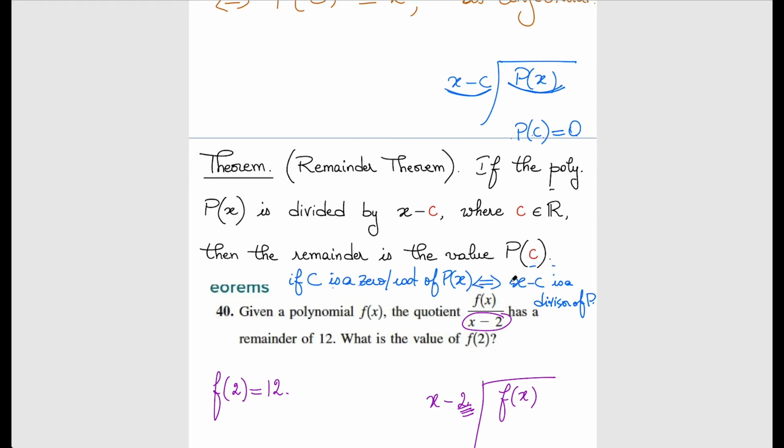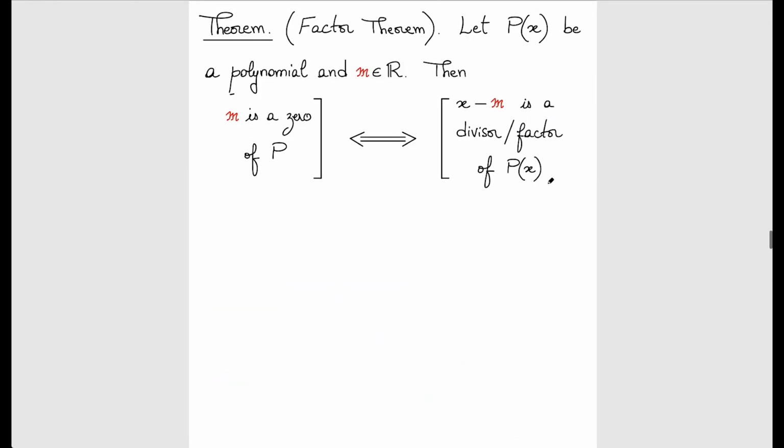So you get this equivalence, right? Equivalence means that it's a two-way street. This implies that, and this implies that. So you get this equivalence between the two statements. And that statement, this equivalence, is called the factor theorem, which is over here. Let's read it together. If p is a polynomial and m is some real number, then m is a 0 of p, which means p of m is equal to 0, if and only if x minus this number is a divisor or a factor of the polynomial p of x.